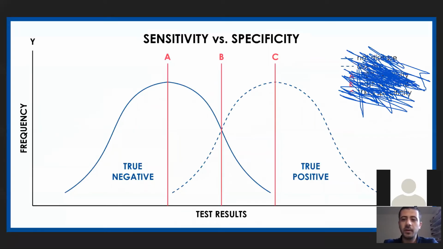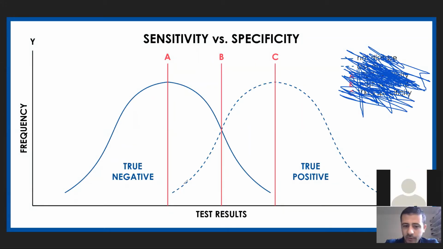Because we need to care about the lines and the distributions and where they are located. Here we have the true positive and here the true negative. Please tell me what is A. A is about true positive, so it's about sensitivity. Yes, remember that.